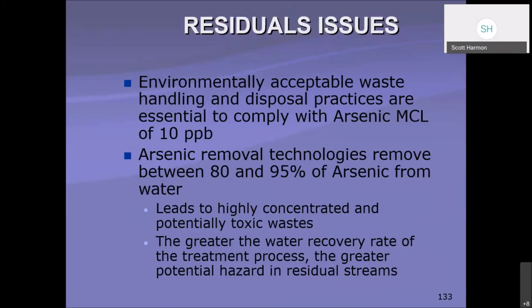So when you're removing that percentage from your water stream, you can get high concentrations in your sludge. These highly concentrated sludges can potentially be considered toxic wastes. The greater the recovery rate of the treatment process, the greater the potential hazard in the residual stream. So the more you concentrate your residuals by reuse, the more you can potentially concentrate your arsenic waste, and the higher the hazard it could become.